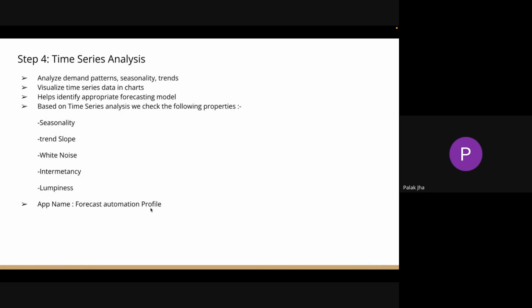Then comes the time series analysis. Time series analysis is a process of analyzing the pattern or trend in the historical data in order to predict or do the forecasting of the future data. Properties such as seasonality, trend, white noise, intermittency, and lumpiness are identified, and based on what properties our data set shows, a best fit algorithm is chosen to do the forecasting. The app name is Forecast Automation Profile.